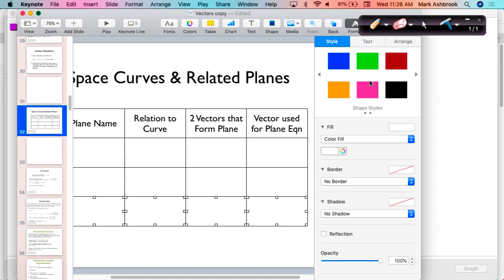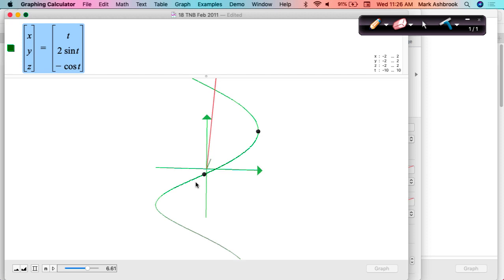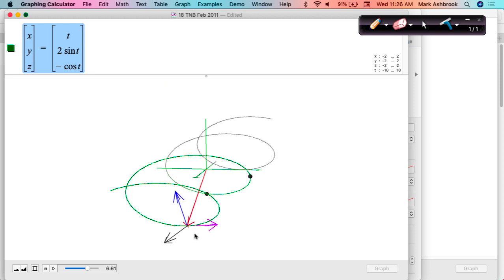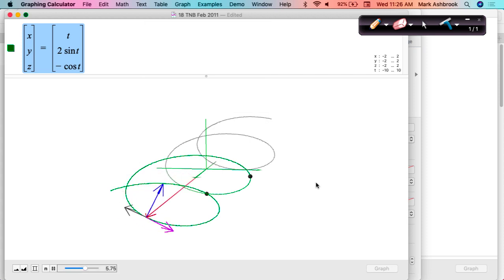Cool, so another example here. Slightly different. I've got t, 2 sine t, and negative cosine t for this one. I want to show more of it here. Okay, so I'm showing 4 vector functions here, and hopefully you can distinguish the colors.